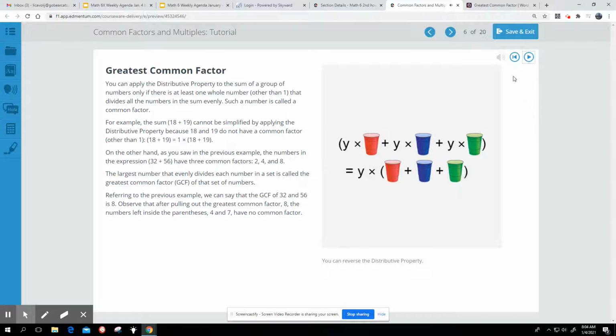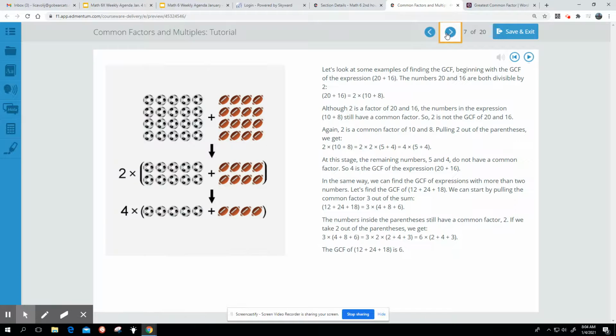Let's look at some examples of finding the GCF, beginning with the GCF of the expression 20 plus 16. The numbers 20 and 16 are both divisible by 2. 20 plus 16 equals 2 times the sum of 10 plus 8. Although 2 is a factor of 20 and 16, the numbers in the expression 10 plus 8 still have a common factor. So 2 is not the GCF of 20 and 16.